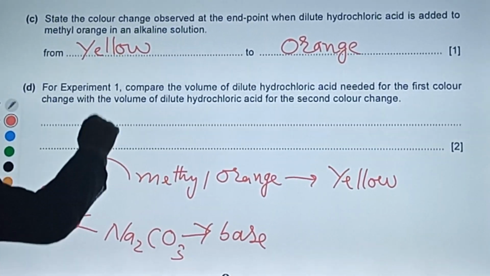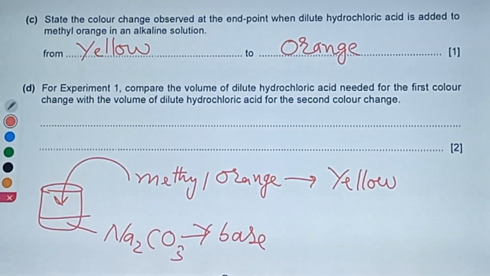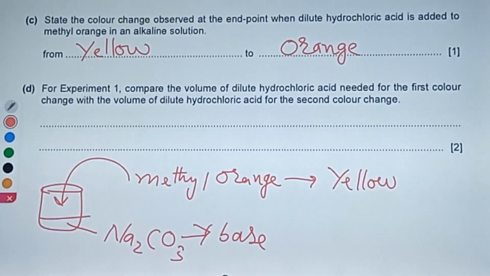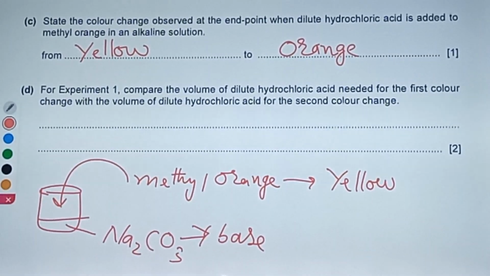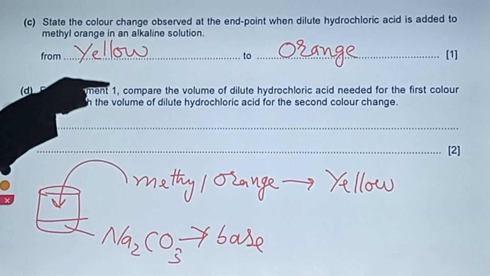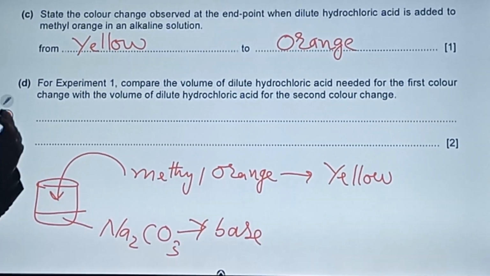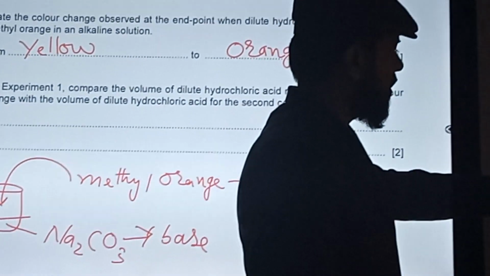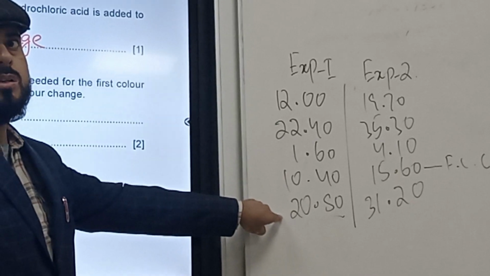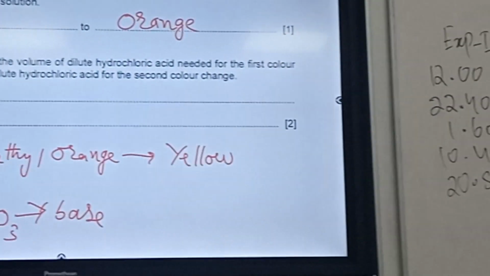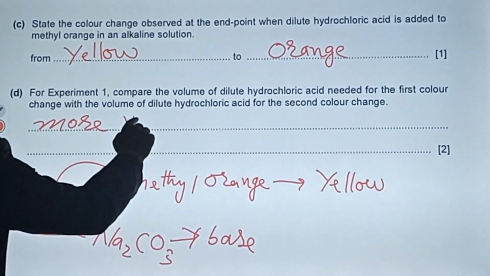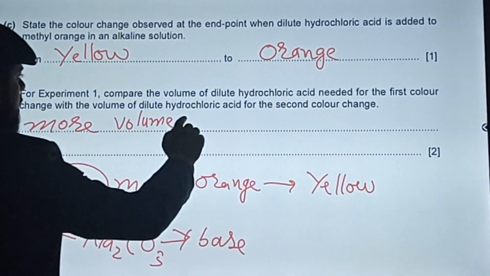Then he says for experiment 1, compare the volume of hydrochloric acid needed for the first color change with the volume of hydrochloric acid for the second color change. So for experiment 1, we can say more volume: in the first color change we need only 10, but for the second color change we need 20. So simply you have to say more volume used.